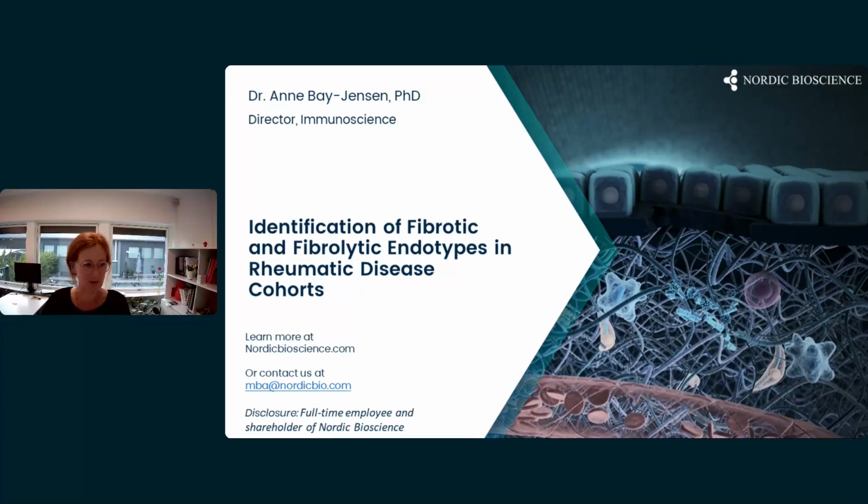So I will give a small story, first a bit of background on identification of fibrotic and fibrolytic endotypes in rheumatic disease cohorts, a study that we did together with Janssen to try to understand if we can identify endotypes by measuring something in blood.